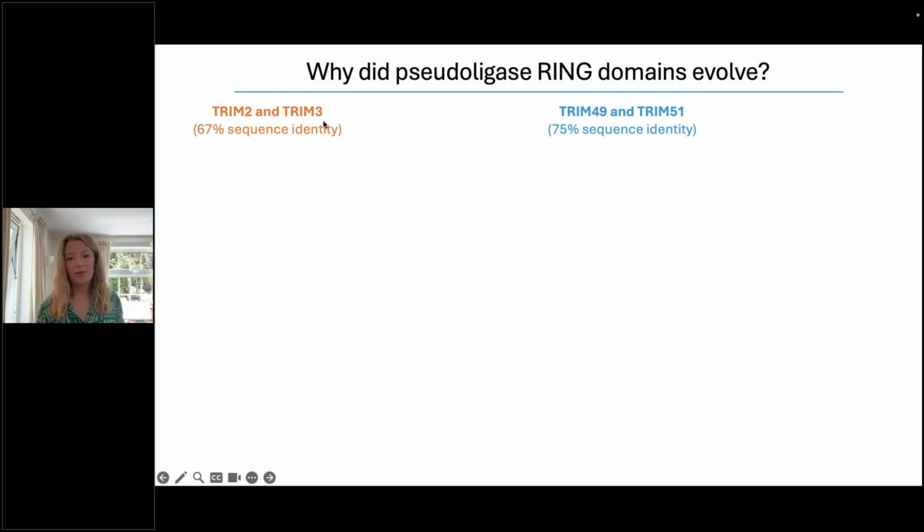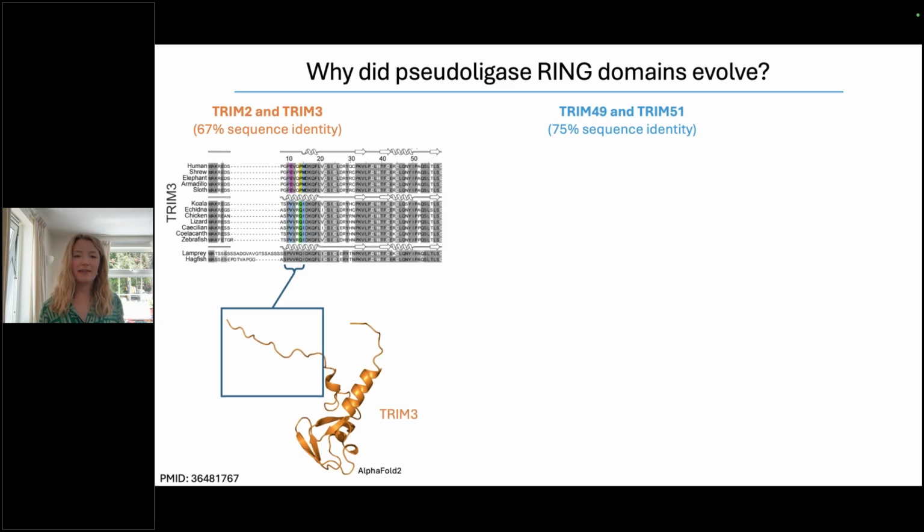So TRIM2 and TRIM3 are homologs, and TRIM49 and TRIM51 are homologs, and they have really high sequence identity, whereas TRIM2 is active, TRIM3 is not, TRIM49 is active, TRIM51 is not. So they seem to come in these pairs where they've got high sequence identity, and one's active and one's not. And what we found is that you can see TRIM3 here, these residues have changed specifically in placental mammals, whereas in other species, they still have residues that would be conducive to forming these helices, and therefore dimeric and active.